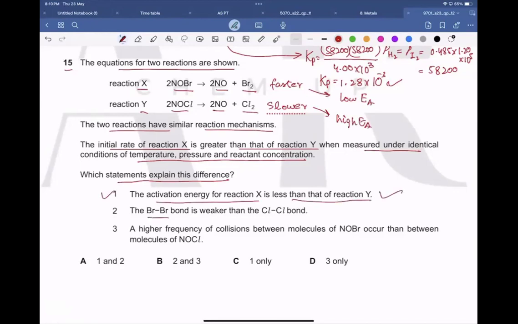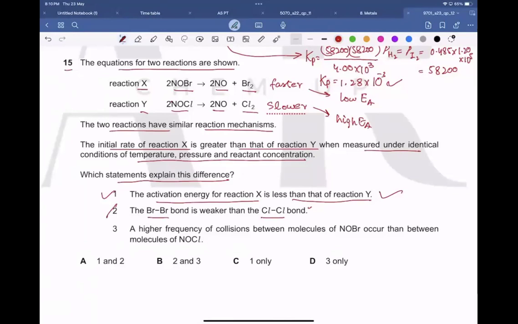The bromine-bromine bond is weaker than the chlorine-chlorine bond. Yes, this statement is correct also. But if you see here, no bromine-bromine bond or no chlorine-chlorine bond is broken, right? So it means this statement goes wrong. And if this statement goes wrong, then A and B are wrong.